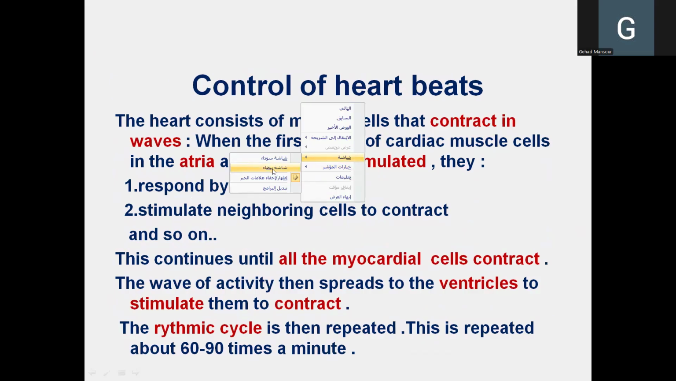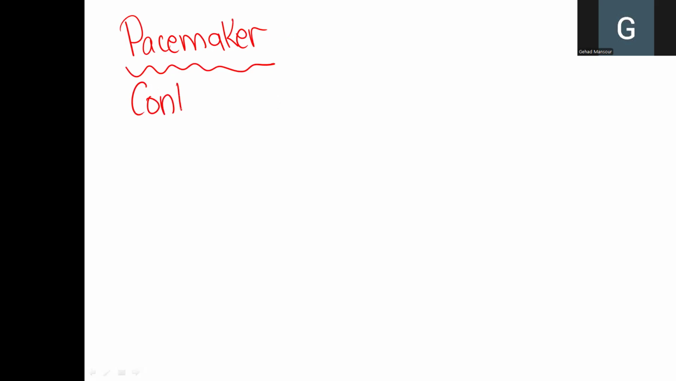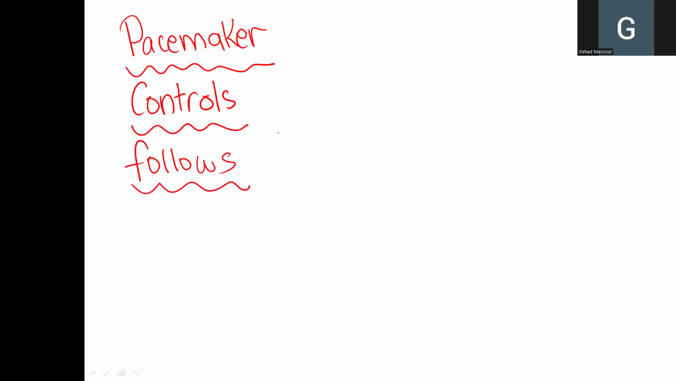First of all, you have to define the pacemaker of the heart. The pacemaker of the heart is the part of the heart that controls the heart rate. And the whole myocardium will follow the same rate as the pacemaker. The word pacemaker means that it decides the heart rate. It decides it first and then it controls it. And the whole heart follows the rate of the pacemaker of the heart.